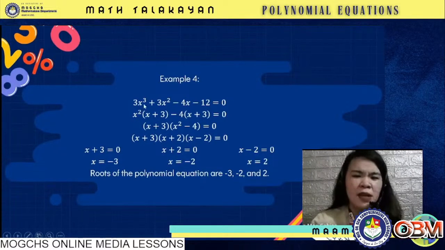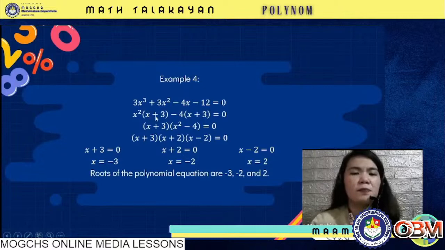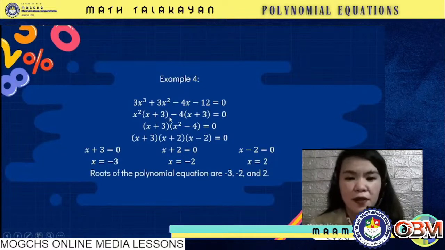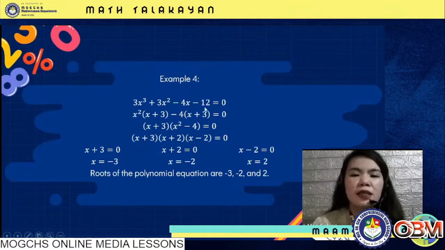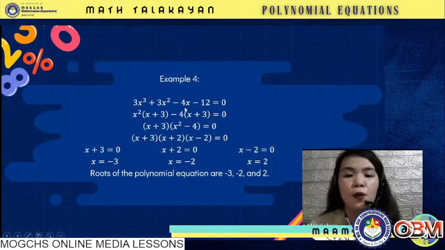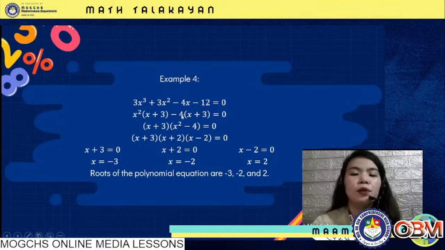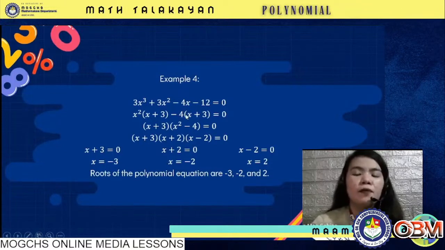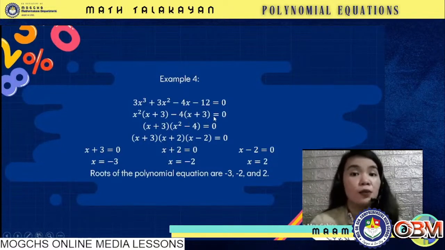So based on the given, their common factor is x squared. So we took x squared outside, and then we have the quantity x plus 3 minus, in these given two terms, their factor is 4. So we pull out 4, and then we have the quantity x plus 3 equal to 0.